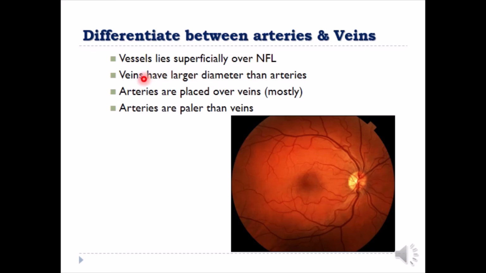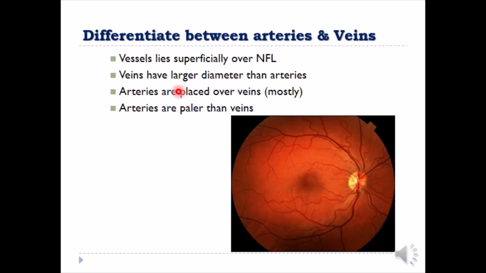Now veins have a larger diameter than arteries. When you look at this, which blood vessel has the bigger diameter? Veins appear broader and larger. That means the diameter of the blood vessels will be more. So the diameter of veins is larger than the diameter of arteries. That is one way of differentiating between arteries and veins.